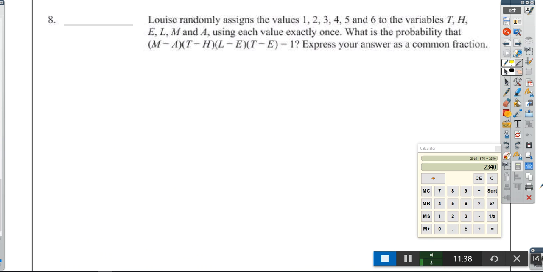All right, now this problem is pretty cool. I gave up on that, so I'll show you how I did it. And hopefully it's mathematically correct. I think it is, but if it isn't, go ahead and comment. All right, so we have the numbers 1, 2, 3, 4, 5, and 6.